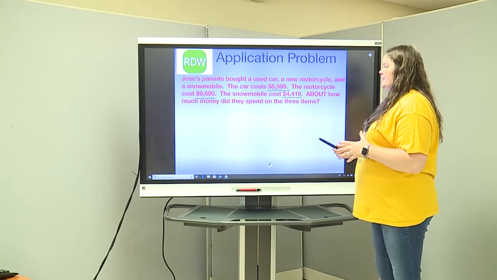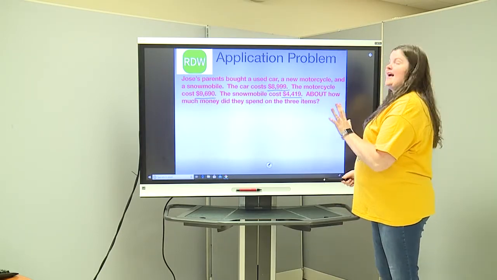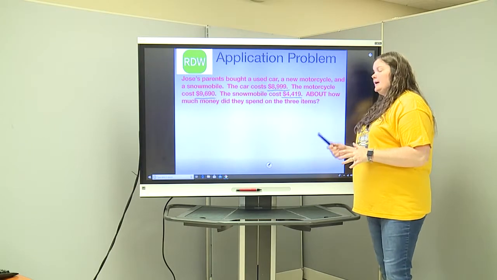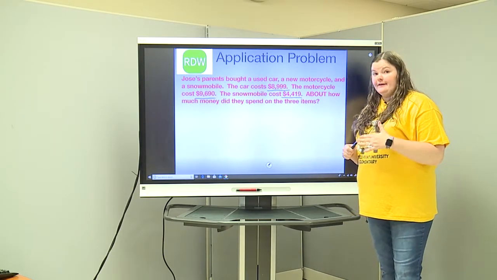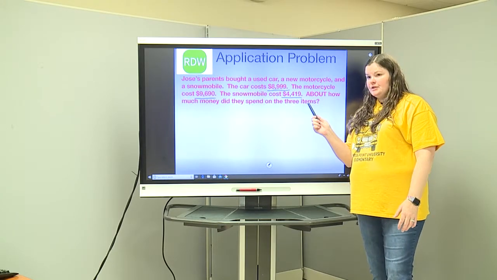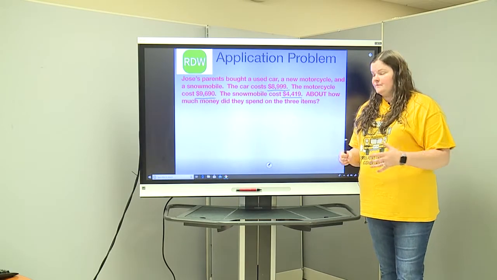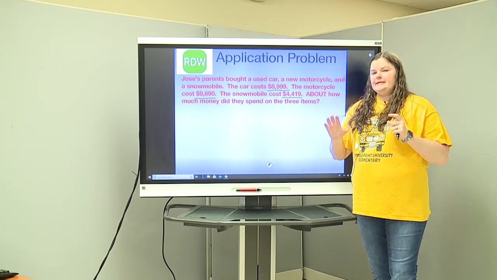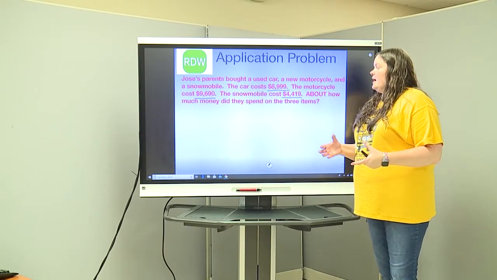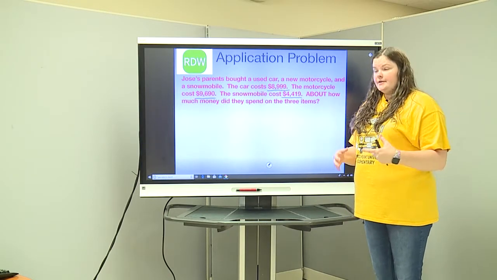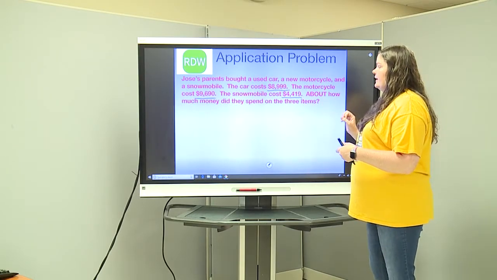Now in this question there is a big key word here. I even have it in all caps for you. It's that word about. In those previous lessons that I have taught, about means I'm going to be doing estimation, or sometimes we call it rounding. Okay? So we're not looking for an exact answer here on this application problem. We're just looking for the estimated cost of all three of these items together. Okay? So let's go ahead and get started.